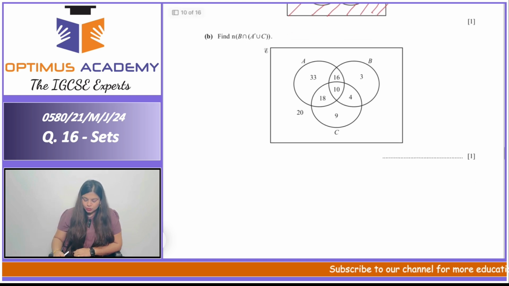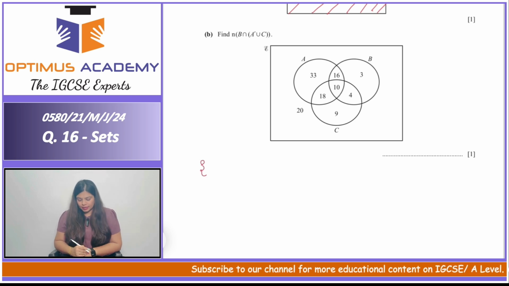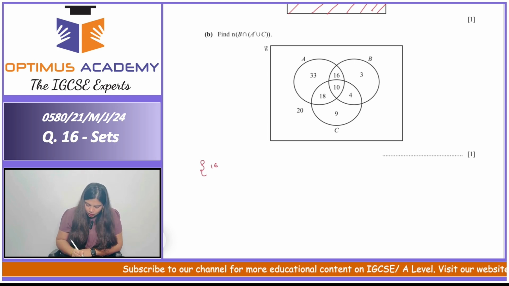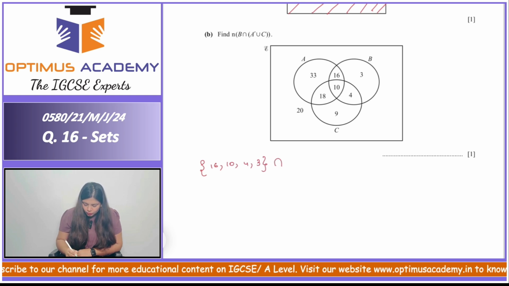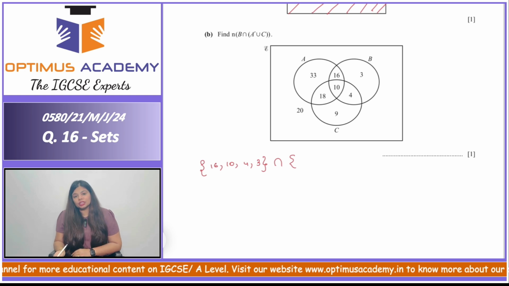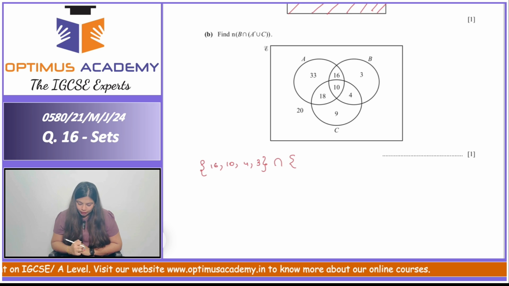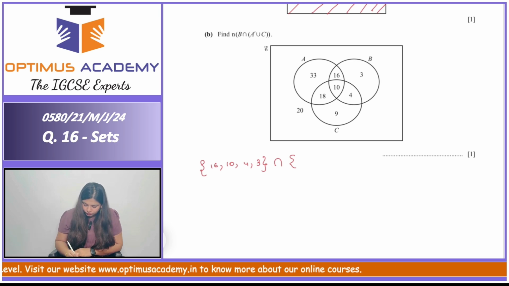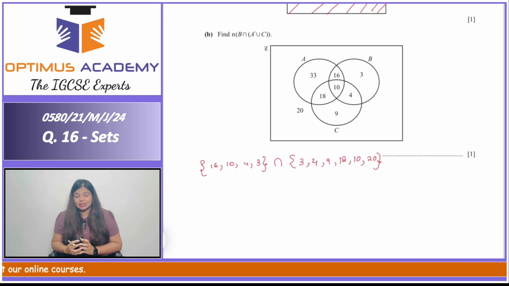So first we will see how to break down a question here. We will write down the elements of B in the bracket, that are 16, 10, 4, 3, common with A dash union C. So the elements that would be in A dash union C would be 3, 4, 9, 18, 10 and 20. Note that they have said union, that means the entire of C would be included.